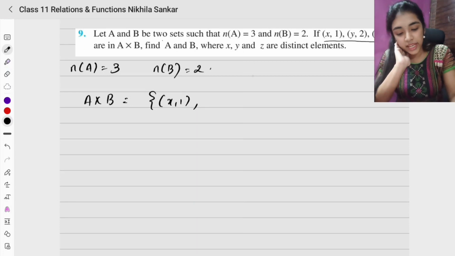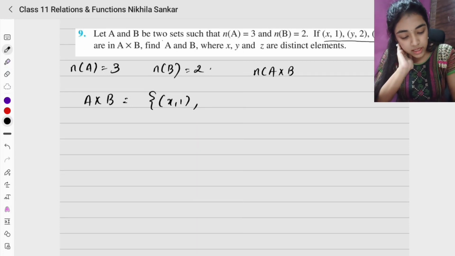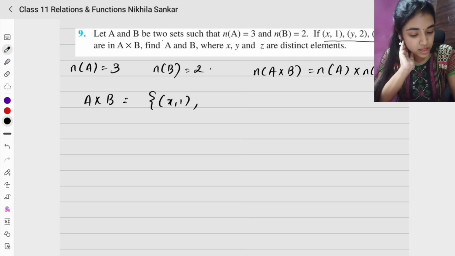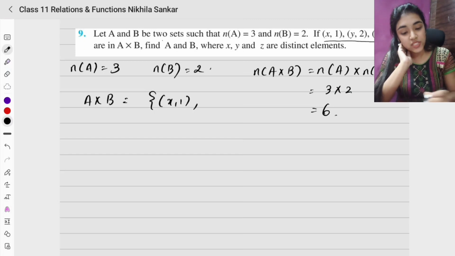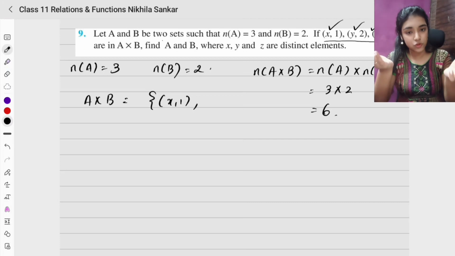Now, how many elements are going to be in A cross B? n of A into n of B, which is going to be 3 into 2, which is going to be 6. So I have 6 elements, but they are given only 3. So we need to find the rest of the ordered pairs also, and you need to find what the elements of set A and B are.